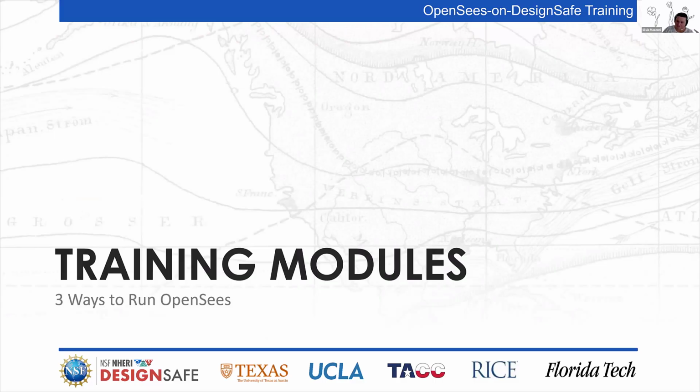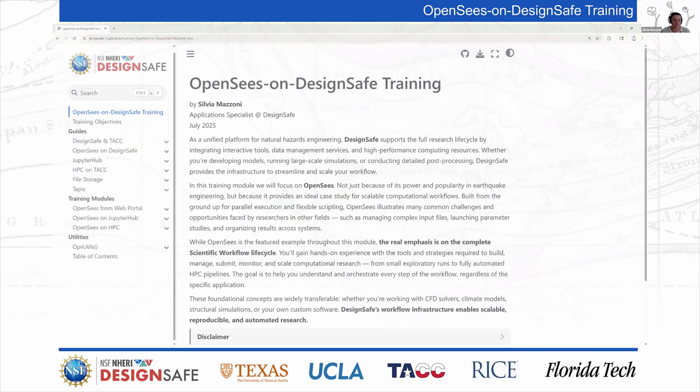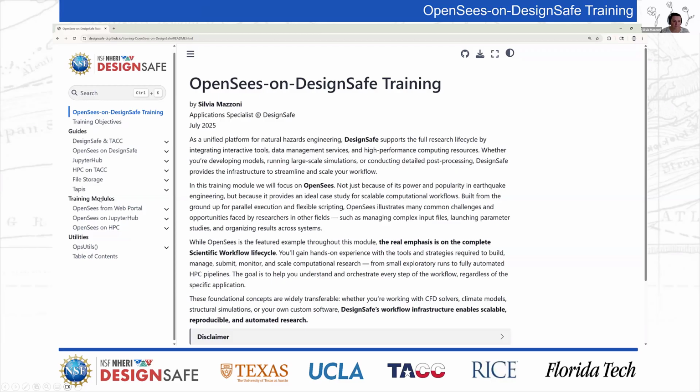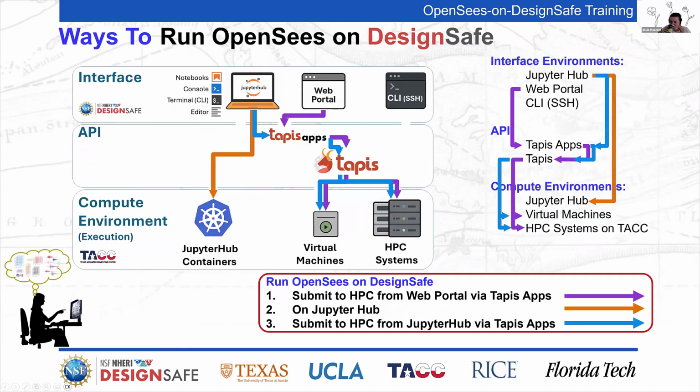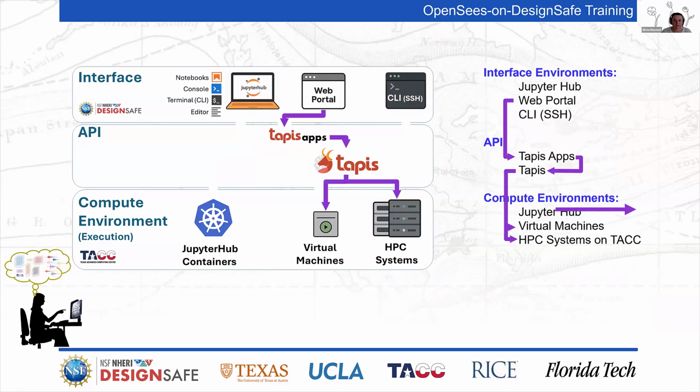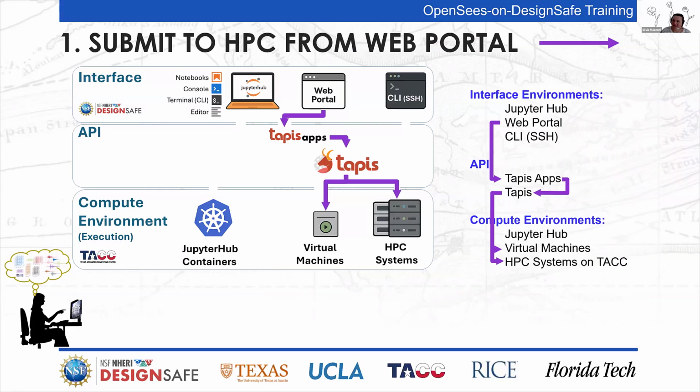So there are the three ways of running OpenSees that we've talked about, and that's what I'm going to show you right here, and that's what's in these training modules. These are the three different ways that we're going to focus on. I'm going to show each one, and I'm going to try to do a live document for you, or live demo.